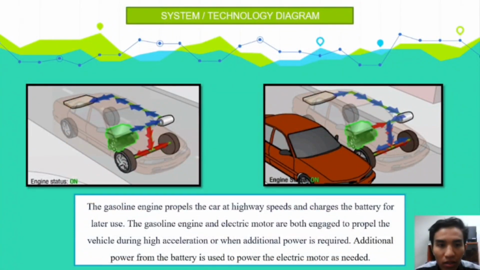Next, as you can see on the figure, the gasoline engine propels the car at highway speed and charges the battery for later use. The gasoline engine and electric motor are both engaged to propel the vehicle during acceleration or when additional power is required. Additional power from the battery is used to power the electric motor as needed.